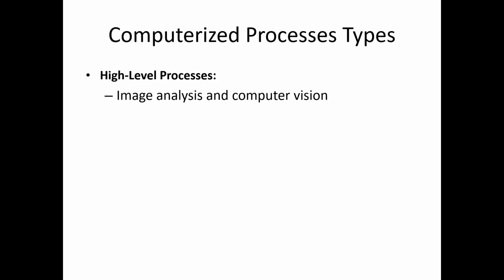The third level is high level processing. As I already told you, it is basically for the purpose of image analysis and computer vision, where we have to perform understanding, and through the understanding we have to predict some information. That kind of operation comes under high level processing. All things will be covered in detail in our future lectures.